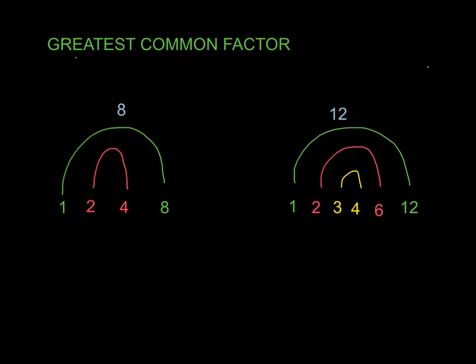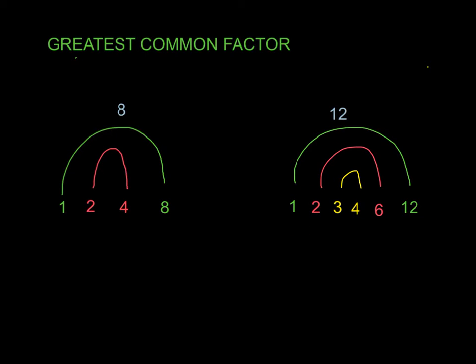Here we have an example of factors. You might remember these as factor rainbows from last year. We used them to figure out what the greatest common factor was. So you have to figure out all these factors for the number 8. And look at that, it makes a double rainbow. That is so exciting. It's a double rainbow. And over here we have all the factors for 12.